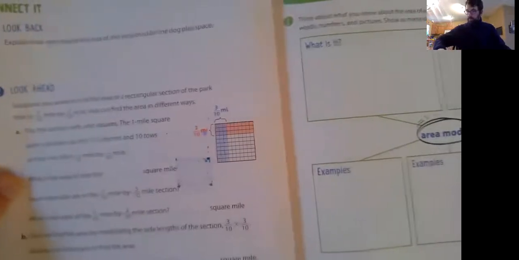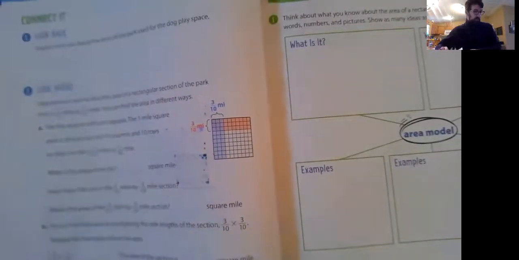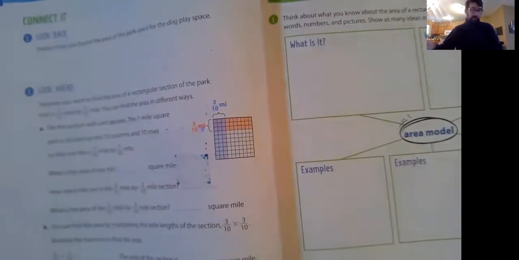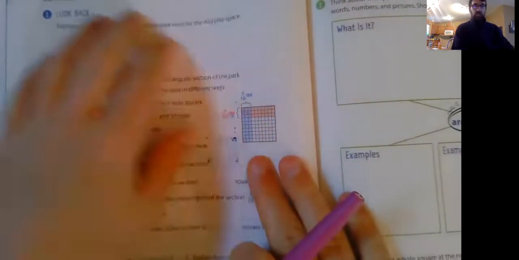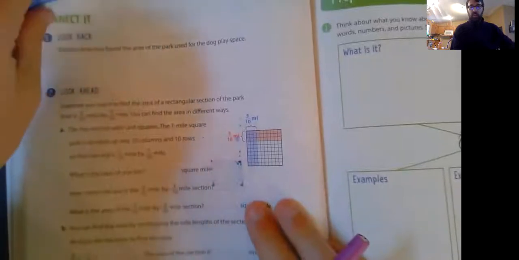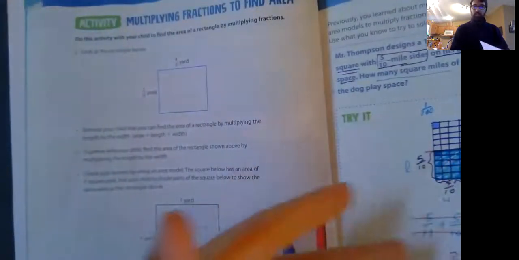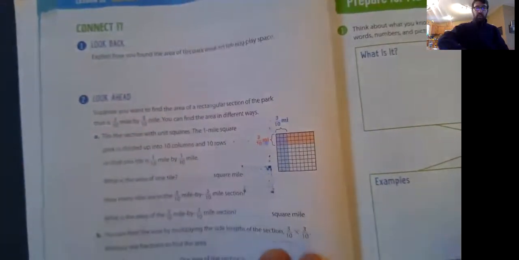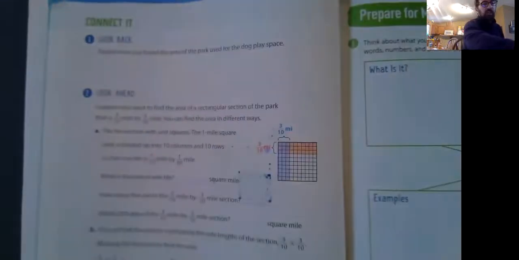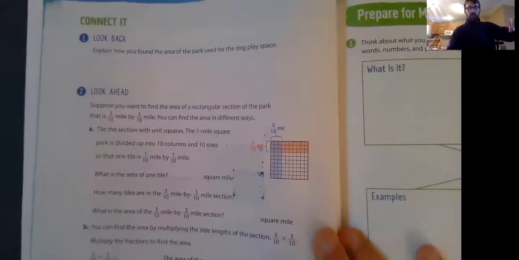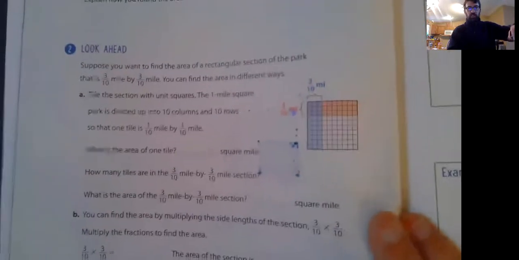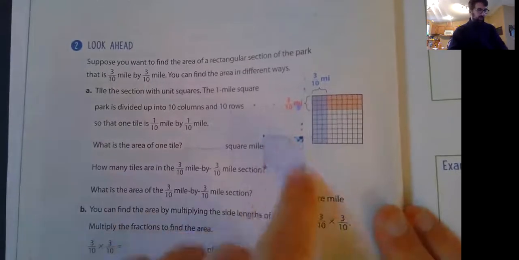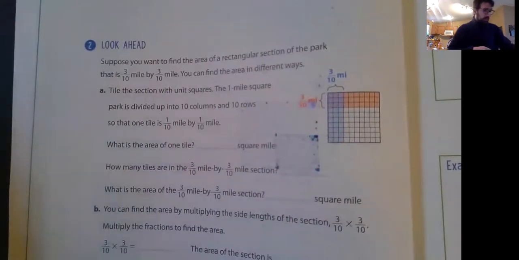All right, on to the next page here. There's some questions. It says, explain how you found the area of a park used for the dog space. Well, again, I'm not going to spend a lot of time on that. Literally, we just spent a bunch of time talking about it. You should have had your own strategy. So go ahead and write in there your thoughts and how to approach that. But we're going to do this look ahead part here. It kind of bled through. I'm sorry about that.